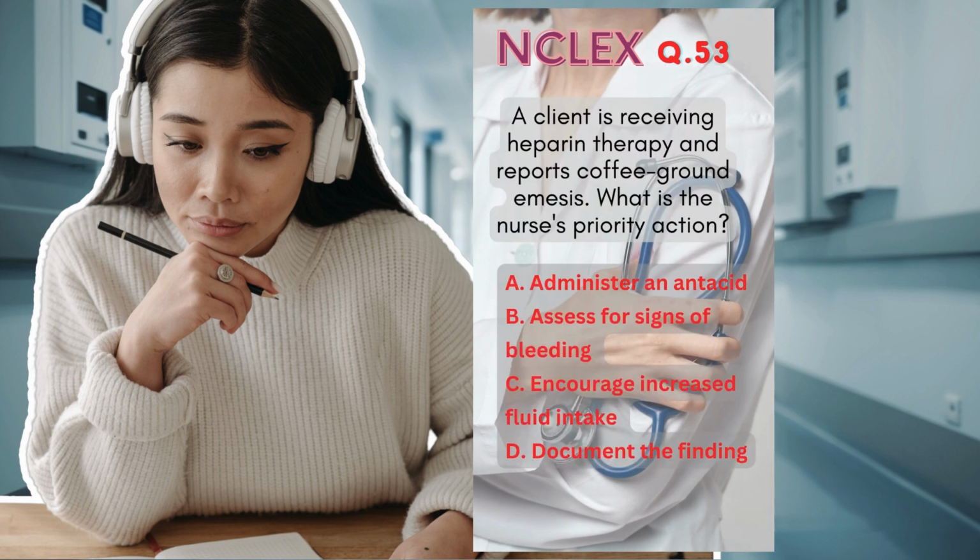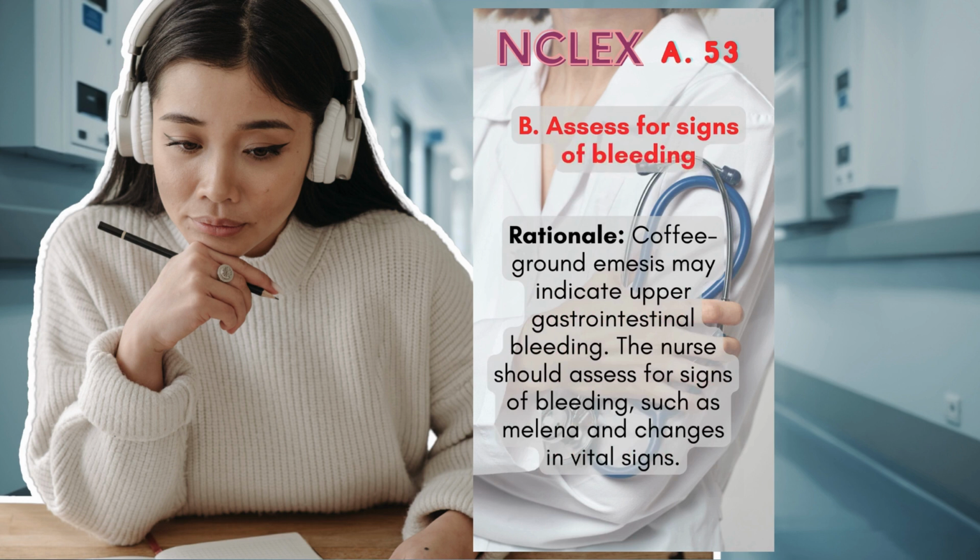Question: A client is receiving heparin therapy and reports coffee ground emesis. What is the nurse's priority action? A. Administer an antacid. B. Assess for signs of bleeding. C. Encourage increased fluid intake. D. Document the finding. Answer: B. Assess for signs of bleeding. Rationale: coffee ground emesis may indicate upper gastrointestinal bleeding. The nurse should assess for signs of bleeding, such as melena and changes in vital signs.